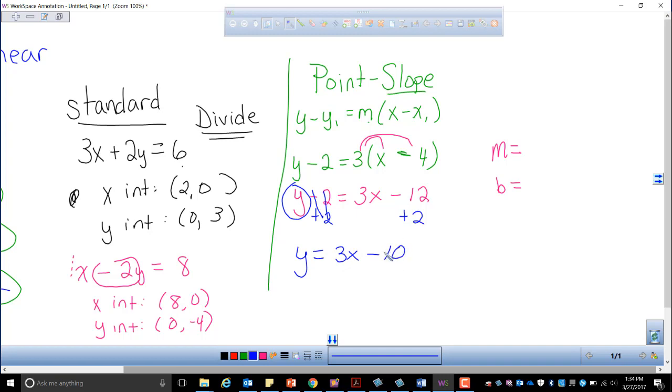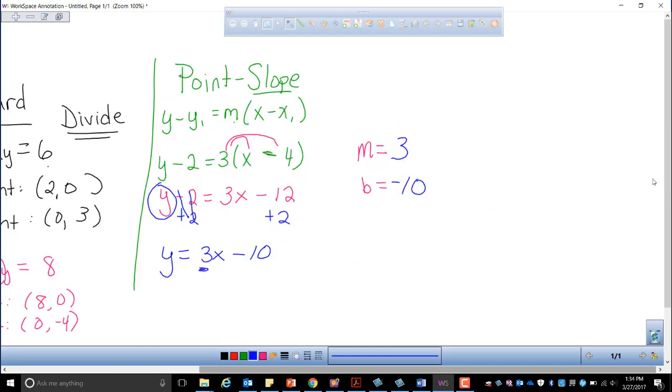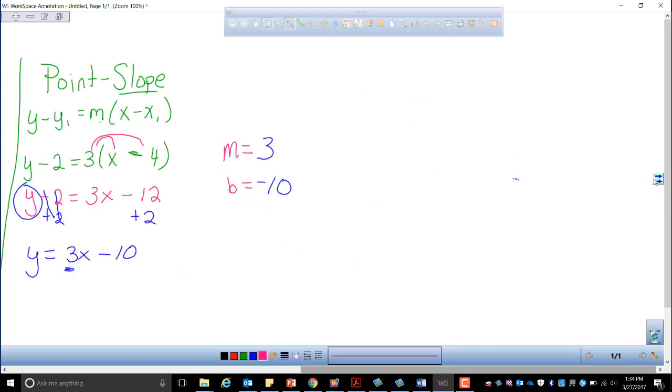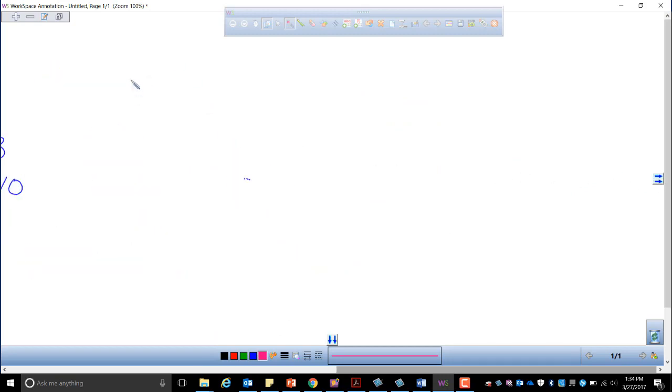So use your calculator here. So now I can say, okay, Mrs. Elgert wants the slope. The slope is 3. The y-intercept is negative 10. So we're going to try another one. So really, you're just learning a skill today that we need for other stuff.